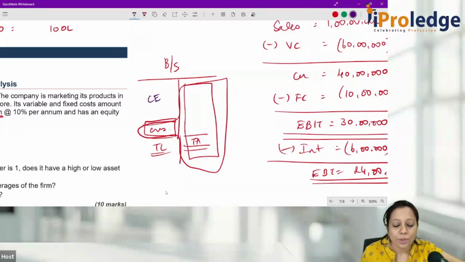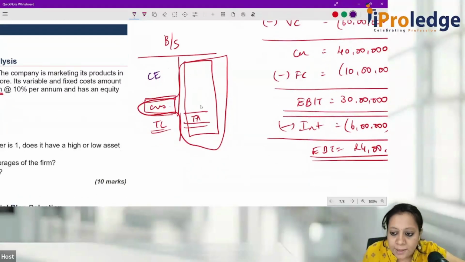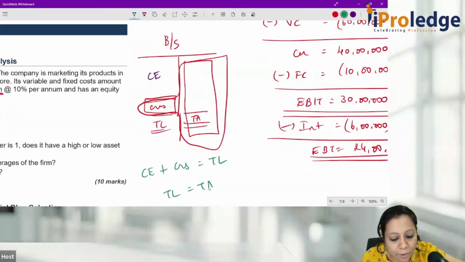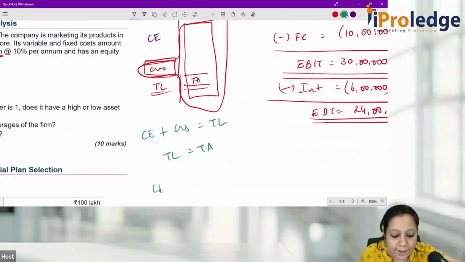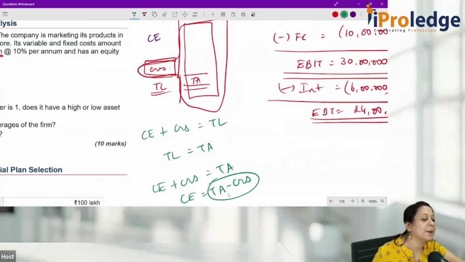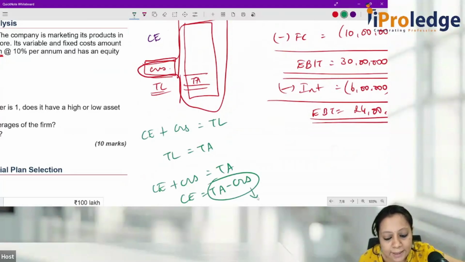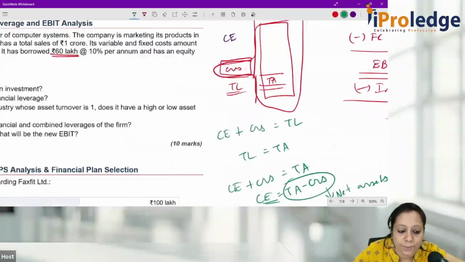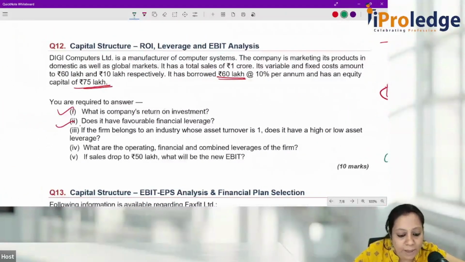Again, I'm repeating. If you have forgotten this, many of you remember capital employed, that is share capital plus debt, everything, plus creditors, is equal to total liabilities. And we know total liabilities is equal to total assets. So can I say capital employed plus creditors, etc., is equal to total assets? So capital employed is equal to total assets minus creditors. This is what net assets is. Total assets minus creditors is nothing but net assets, that is equal to capital employed. So assets remaining after paying outside liabilities is only net assets.